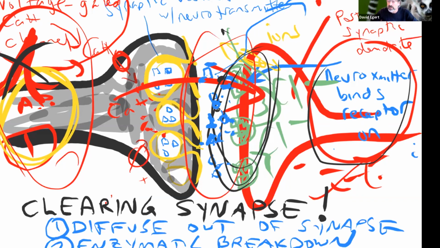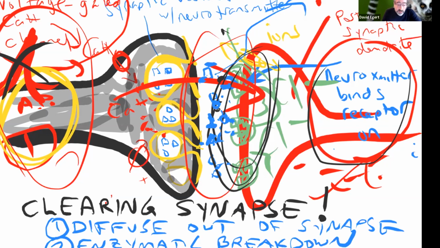So there are drugs that are prescribed that work by increasing the amount of neurotransmitter by inhibiting the enzymes that break down the neurotransmitter. I'm forgetting the name of the drug. I'll remember it in a little bit.